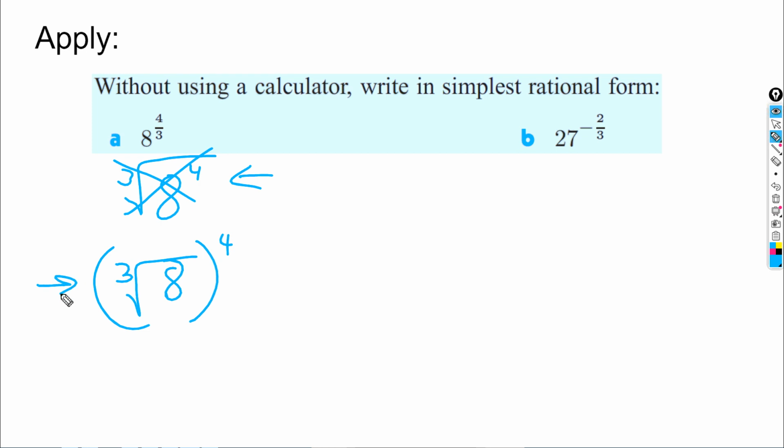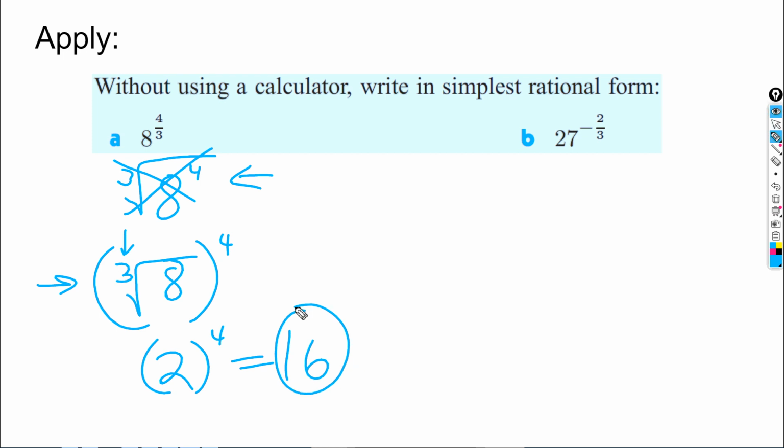So we're asking ourselves, what number can we multiply 3 of them where they would end up being an 8? And 1 times 1 times 1 would give us 1. The next biggest number is 2. 2 times another 2 is 4 times another 2 is 8. So the cube root of 8 is definitely 2. And then we still need to take it to the 4th power. Well, 2 times 2 times 2 times 1 more 2 would get us up to 16. So this entire value is 16.